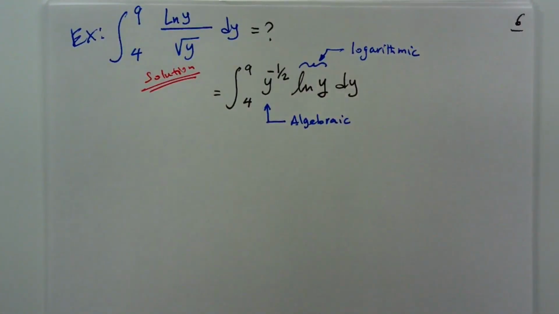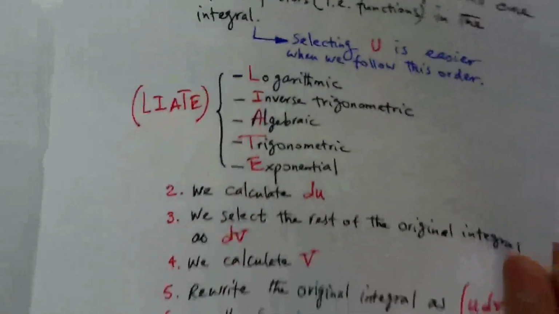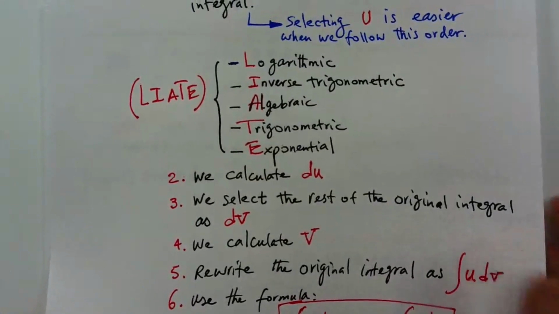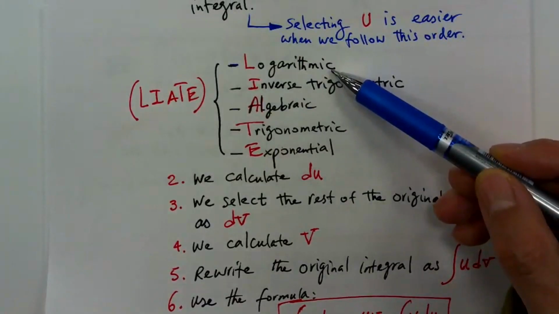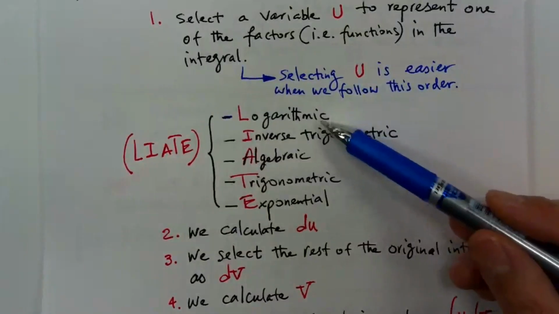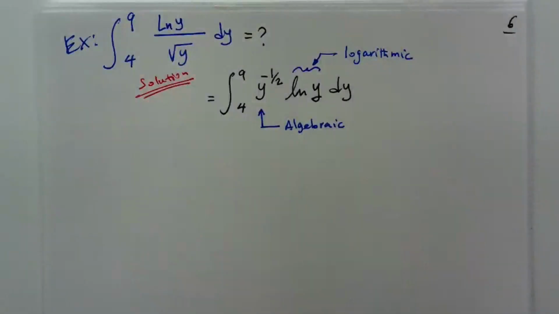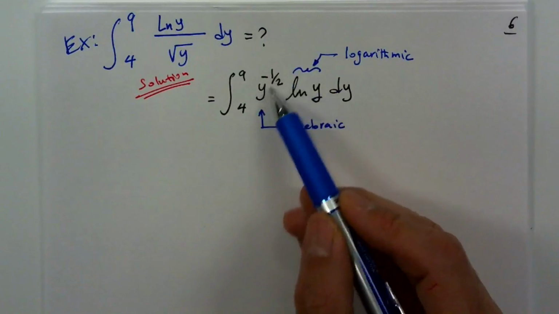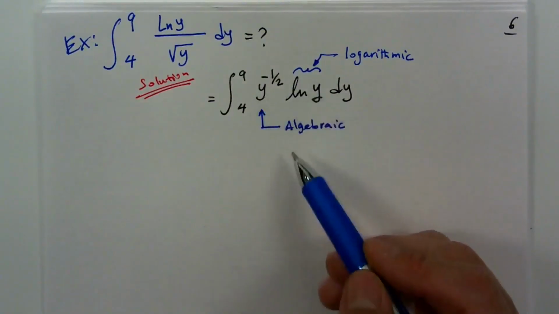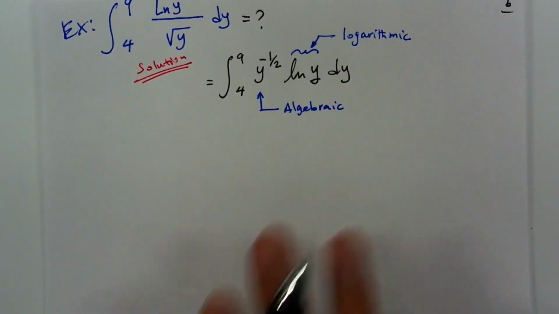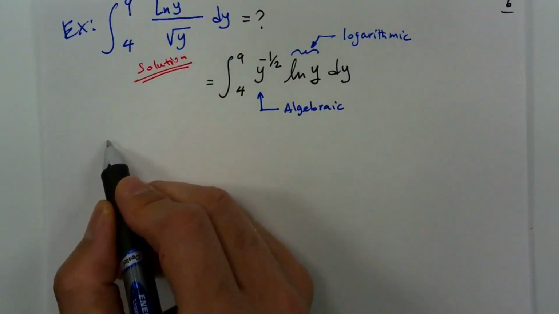And let me bring that nice list that we have. It said that when you pick the u in the integration by parts procedure, a logarithmic expression has the highest priority to be selected as u. So in this case, we're not going to let u be the algebraic piece. We're going to take natural log of y to be our u. That list is handy for us to pick the right variables here.